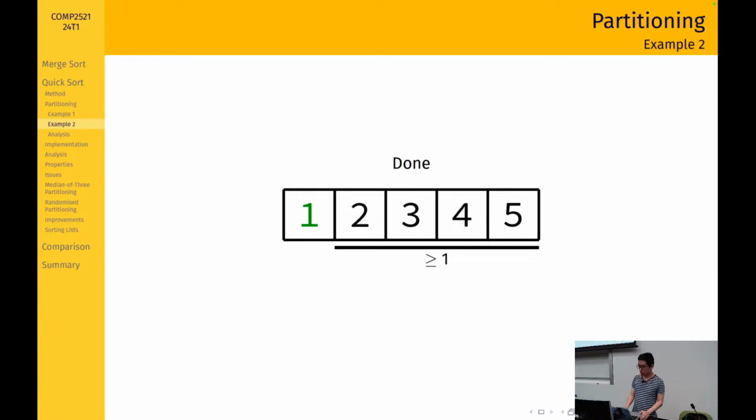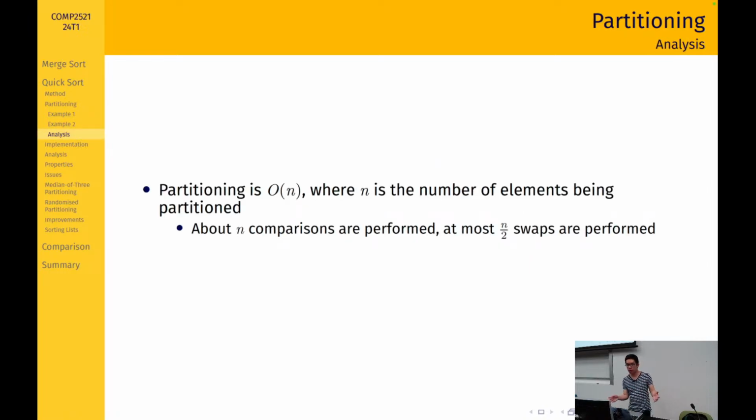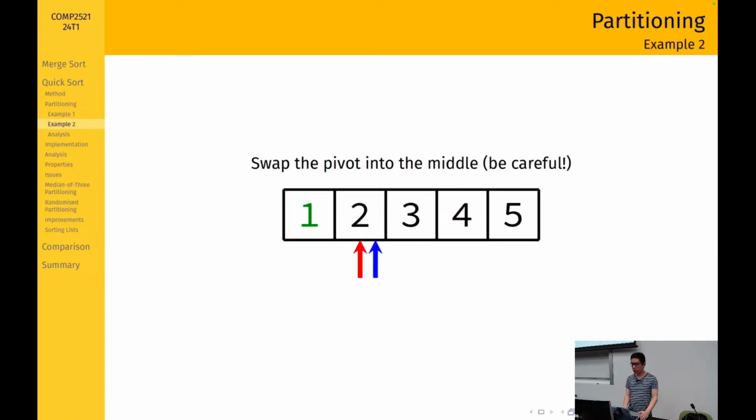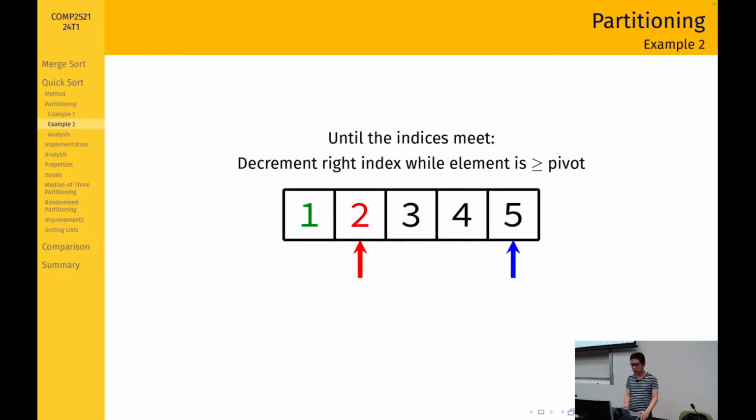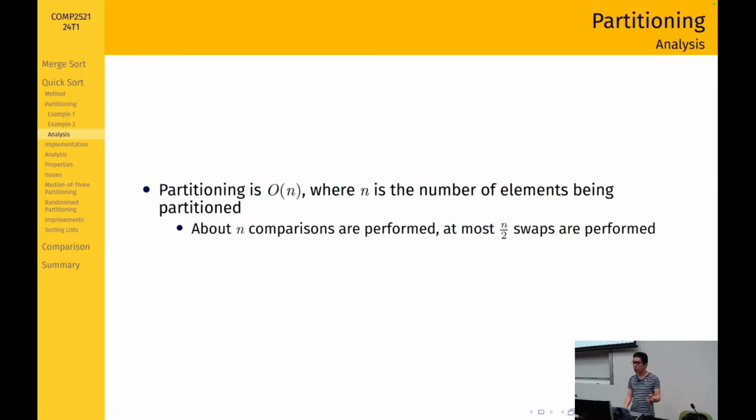And what is the time complexity of partitioning? Well, it's about O(n). The reason is that the partitioning process performs about n comparisons in total, because each of the elements is being compared with the pivot. And we perform some swaps, but at most that's going to be n/2 swaps.